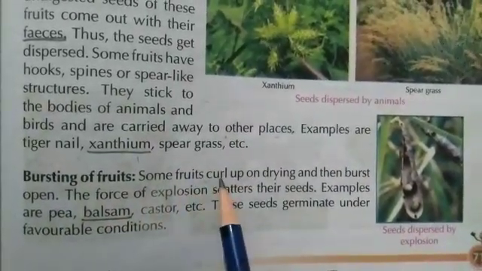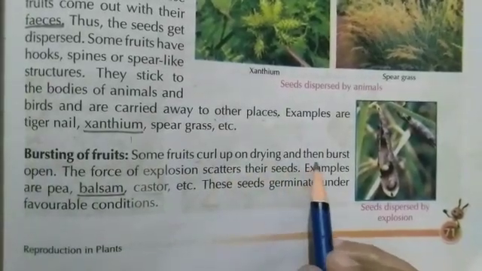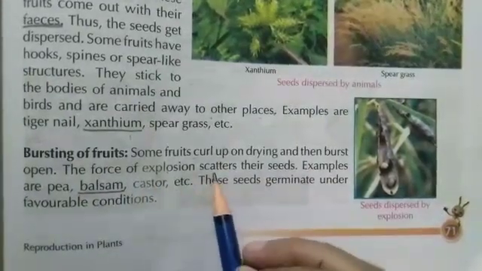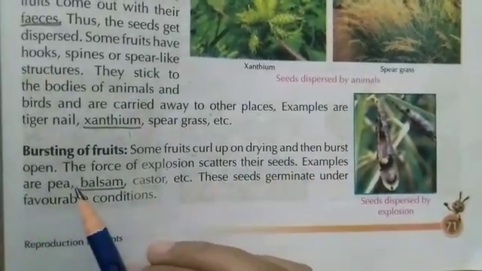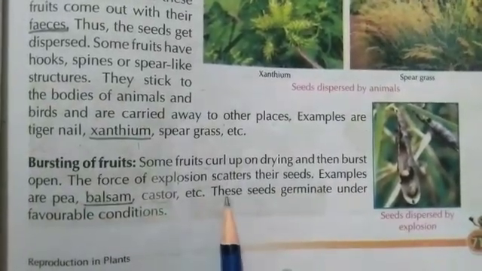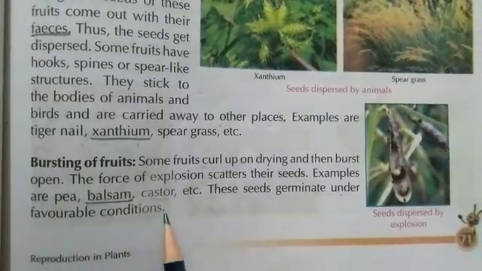Bursting of fruits. Some fruits curl up on drying and then burst open. The force of explosion scatters their seeds. Examples are pea, balsam, castor, etc. These seeds germinate under favorable conditions.